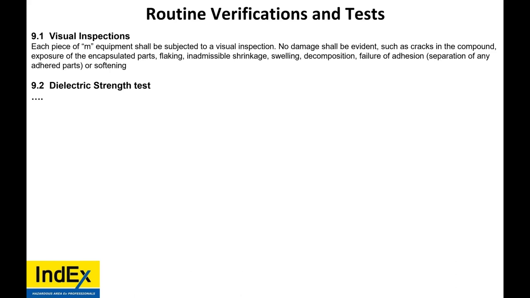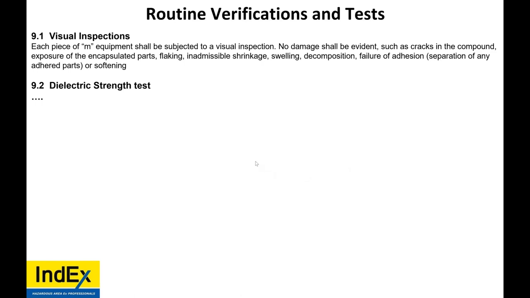If there was a fault, it could blacken, it could soften, it could crack. When you do a detailed inspection on Ex m, primarily you're doing a visual inspection, but you can't do that visual inspection unless you open it. That compound inside that junction box, it's a visual inspection that you're doing, but you have to do a detailed inspection, meaning use of tools to open something. Dielectric strength test, I think everybody understands that very easily.